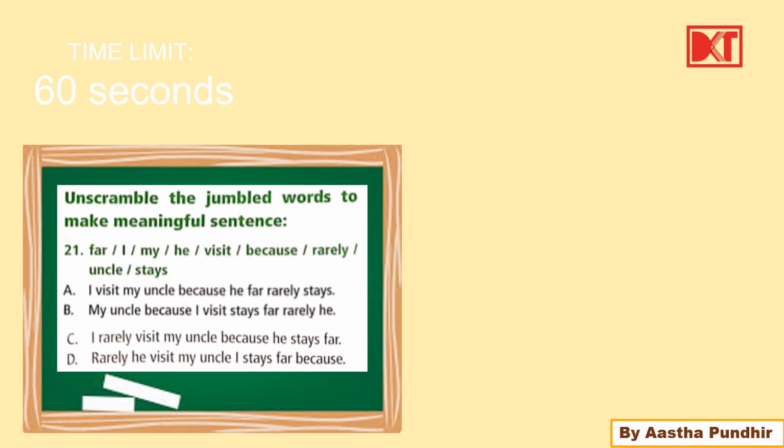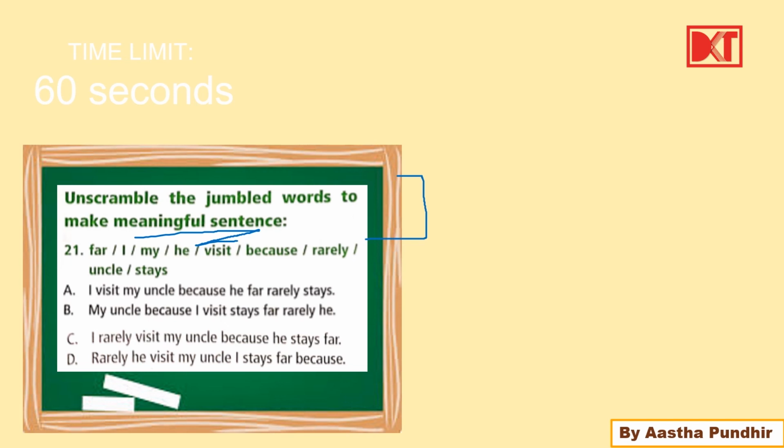So here another category. Here we have to do the same thing as well. Unscramble the jumbled words to make meaningful sentence. What are the jumbled words? Far, I, my, he, visit, because, rarely, uncle, stays. Let's see the options. A, I visit my uncle because he far rarely stays. B, my uncle because I visit stays, far rarely he. C, I rarely visit my uncle because he stays far. D, rarely he visit my uncle, I stays far because.